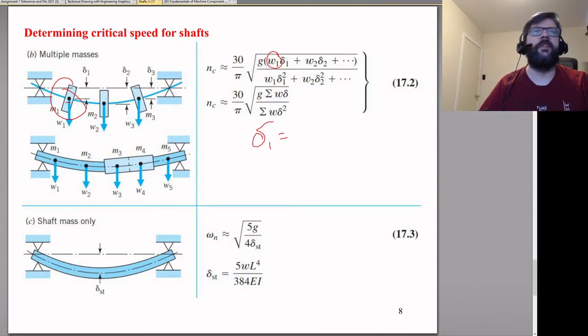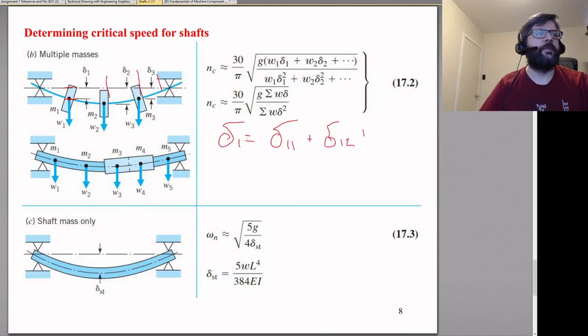But the delta 1 there would be equal to the deflection of this point on the shaft, based upon the combination of the static weights of all of the other weights. So it's basically a function of the displacement caused by itself, plus the displacement caused by the second weight, plus the displacement caused by the third weight, and so on and so forth. And then you need to do basically the same thing for each of those: delta 21 plus delta 22 plus delta 23, and so on and so forth.